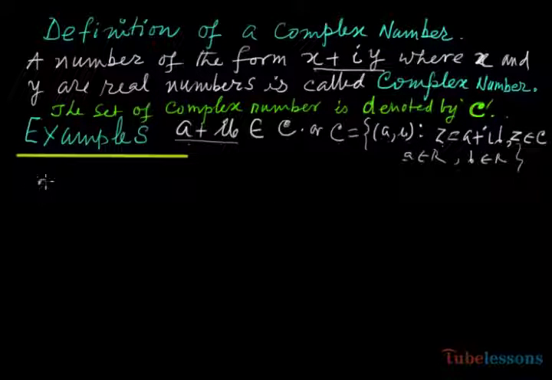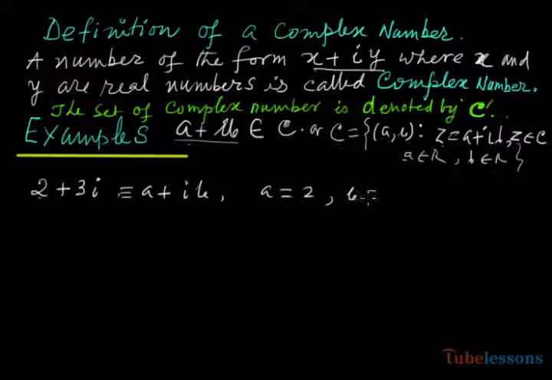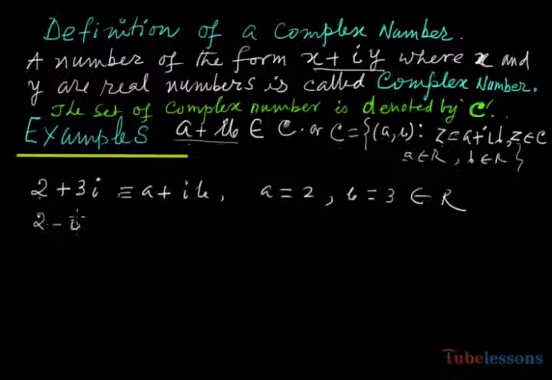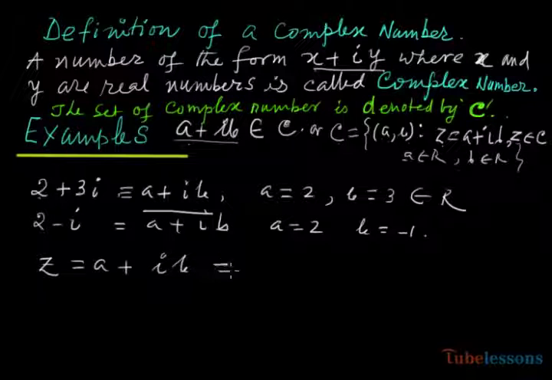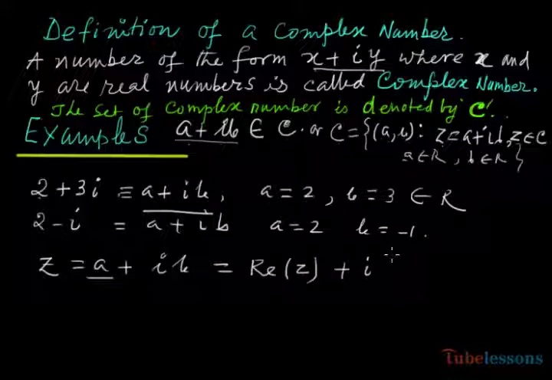Example, 2 plus 3i. It is in the form a plus ib. Here a is equal to 2 and b is equal to 3. Both are real numbers. 2 minus i is also in the form a plus ib, where a is equal to 2 and b is equal to minus 1. So any complex number is in the form a plus ib. Here there are two parts of z. The first part is called real z, and the second part is imaginary z.